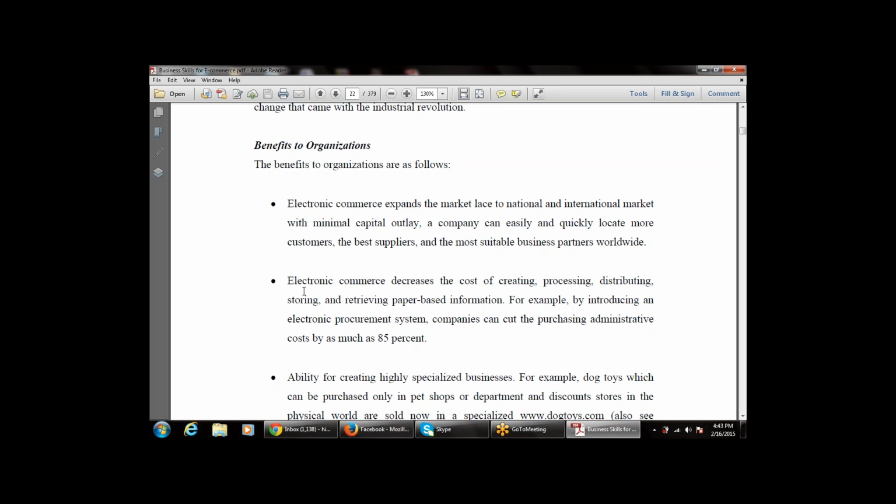Then electronic commerce also decreases the cost of advertisement, processing, distributing and storing, because there is no mediator and no wholesaler. So it decreases the cost in the organization. Then there is the ability to create highly specialized businesses. Everyone nowadays needs online businesses, so e-commerce provides a facility for creating highly specialized businesses.